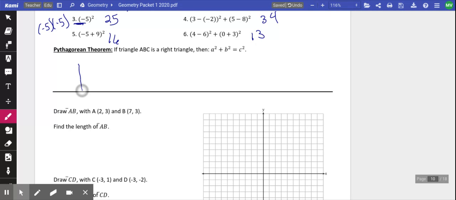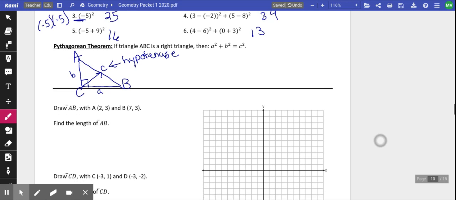So if I have a triangle, ABC, that is a right triangle, I always label the sides opposite a vertice with a lowercase. So A would be opposite here, B here, and C here. Now, the important thing that really matters is that C in our Pythagorean theorem is always the hypotenuse, and the hypotenuse is always across from the right angle. So you can find the right angle and kind of draw an arrow, and that's your hypotenuse. So that means our Pythagorean theorem is a squared plus b squared equals c squared.